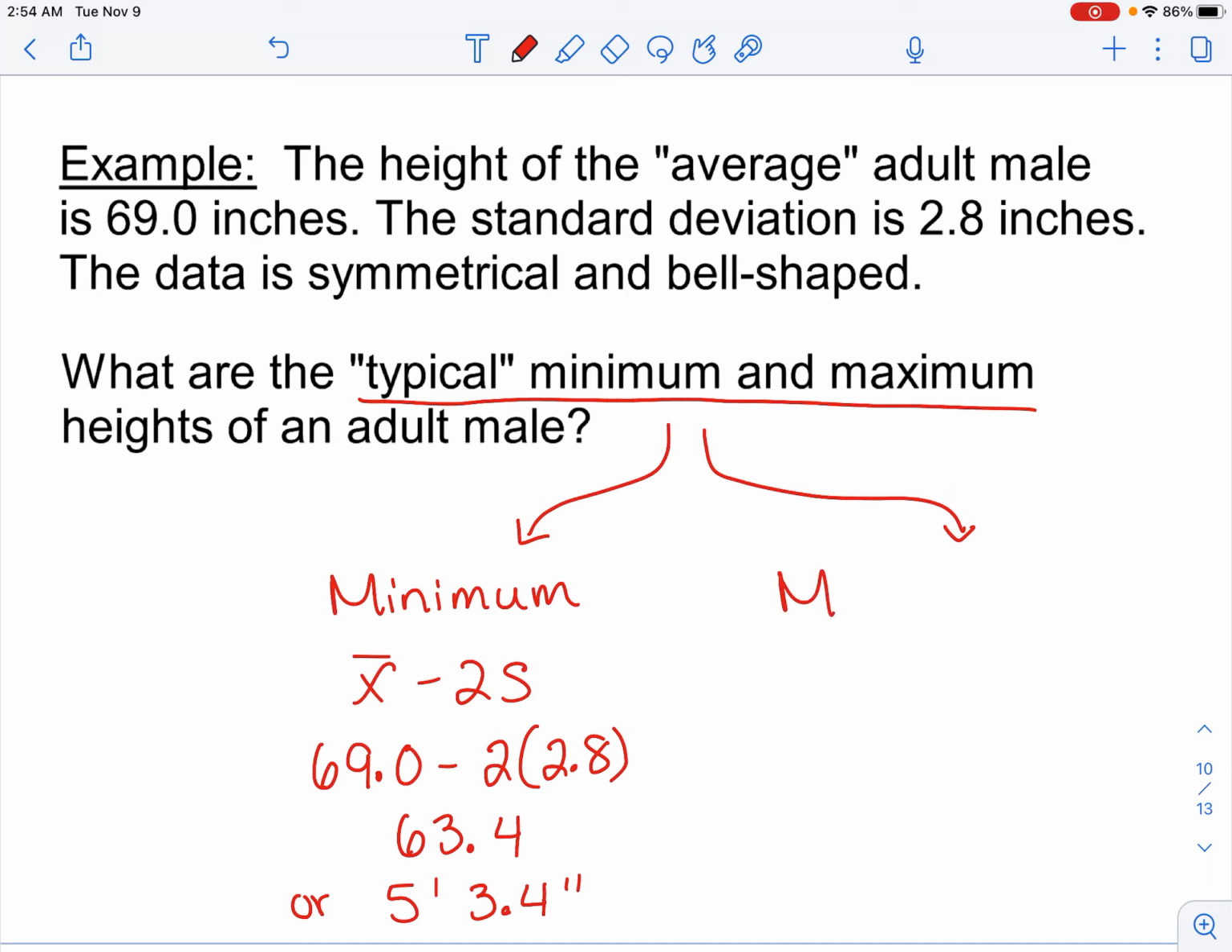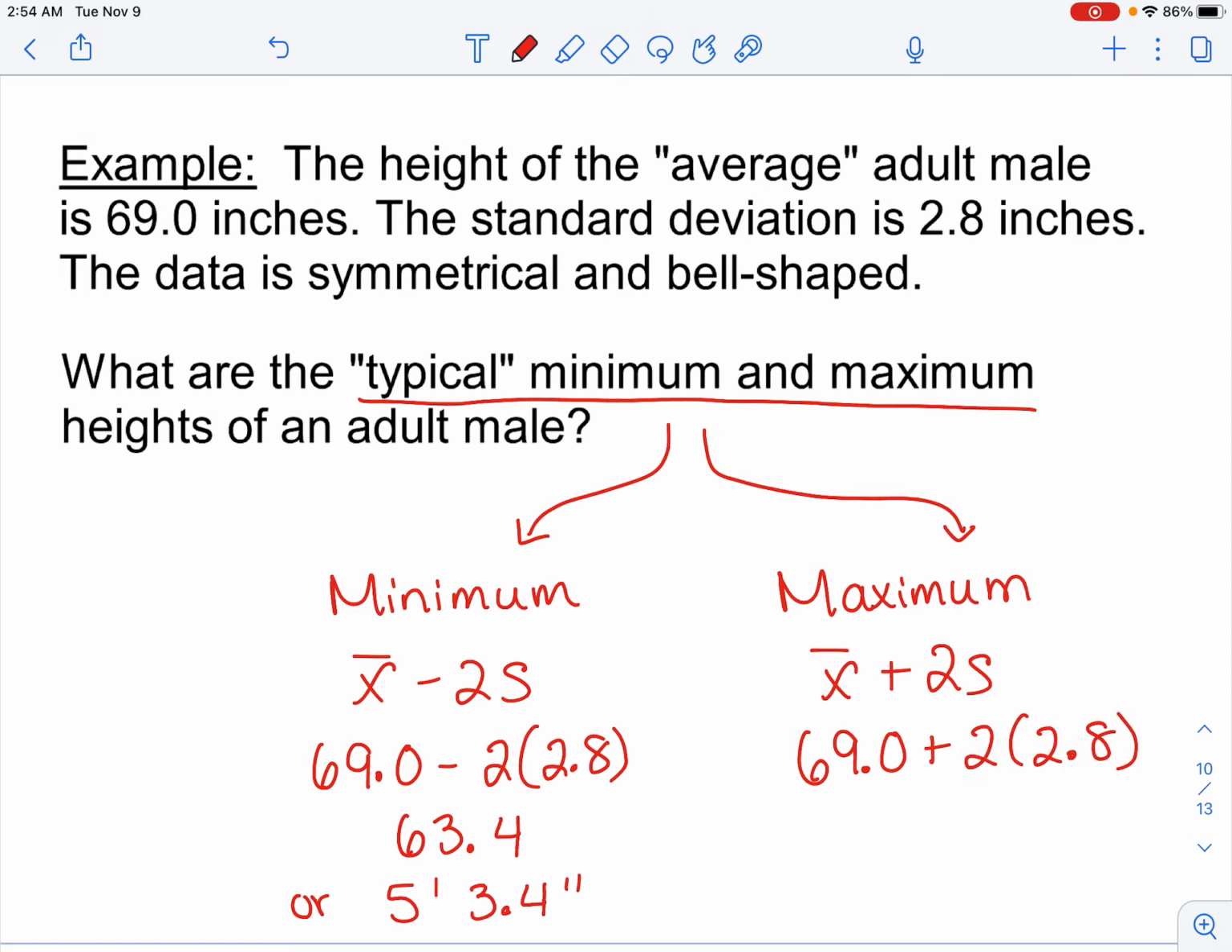All right, and then the typical maximum is the same formula, but with the addition involved, X bar plus 2s. So that would be the 69.0 for the mean plus 2 times the standard deviation of 2.8. That computation comes out to 74.6 inches, which is 6 foot, let's see, 72 inches is 6 feet, so 2.6 inches. So if someone is, say, for example, 6'3", they're considered unusually tall for the adult male.